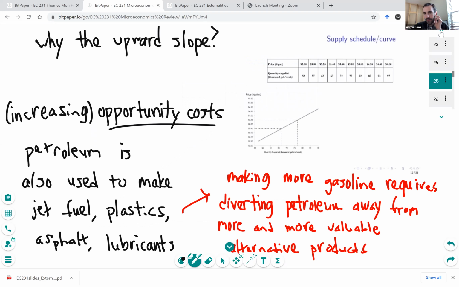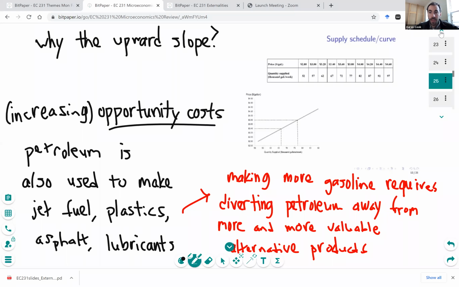And we sort of finished up last time thinking about why does this supply curve have this upward slope? The reason is that opportunity costs of those resources increase as you divert more resources away from other things to produce gasoline. So in the short run, you can think about a producer of gasoline or a supplier of gasoline. If they want to make more gas right now, they have to divert petroleum away from potentially other valuable uses.